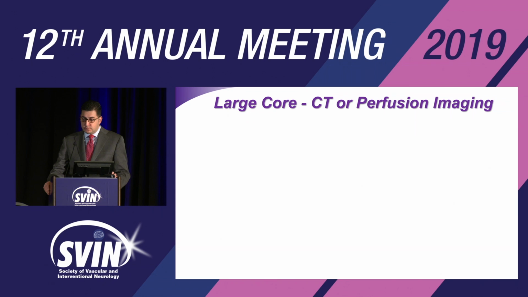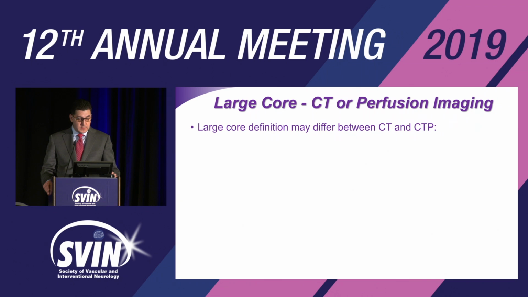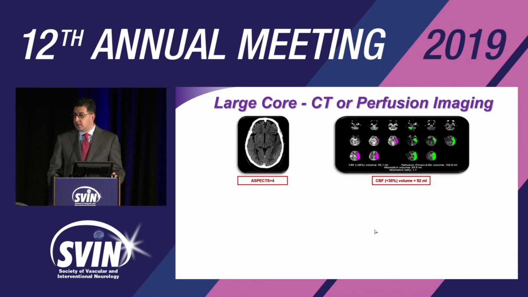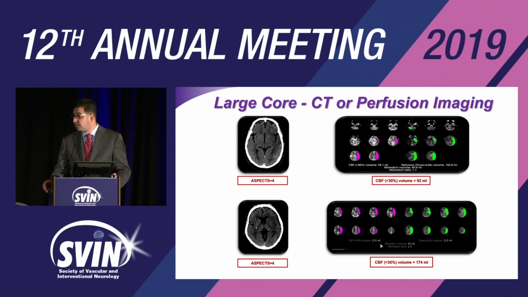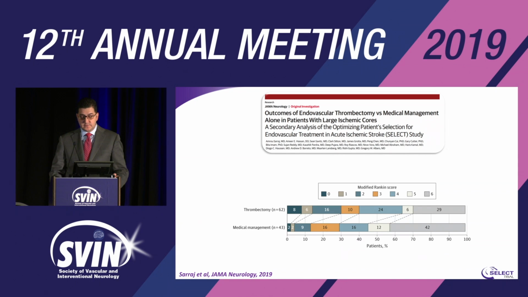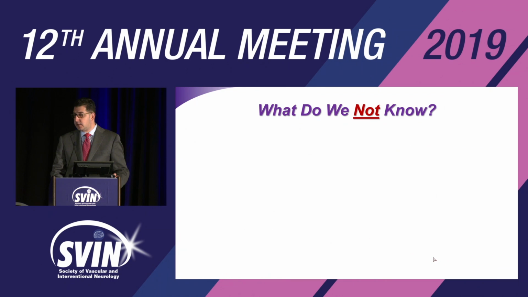And the other question, when we stay within imaging, this is data that we presented at the ISC from SELECT and TREVO, looking at the heterogeneity by ASPECTS and core volume. This is a patient with an ASPECTS of 4 and a core volume of 92 cc's. We hypothesize that this is different than an ASPECTS of 4 and a core volume of 174 cc. So this data was published recently, looking at the large core, was the basis for the SELECT-2 power analysis, and there was a shift towards better outcomes overall in thrombectomy as compared to medical management.